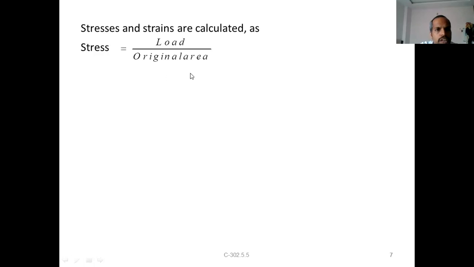Stress is equal to load by original area. What is original area? In this mild steel specimen, initially, when you put the specimen, it will be circular in shape, so the area will be pi by 4 d square. After a certain point is reached, just before the failure, the area reduces drastically due to continuous elongation, and it forms a conical shape. That is nothing but what we call coning. Because of that, the area will be reduced.